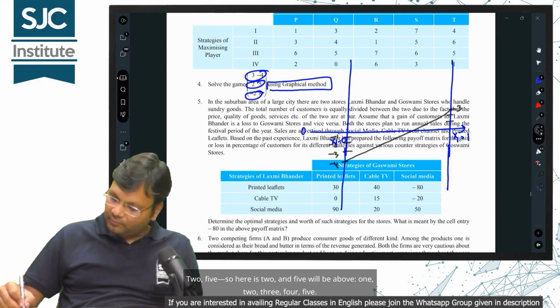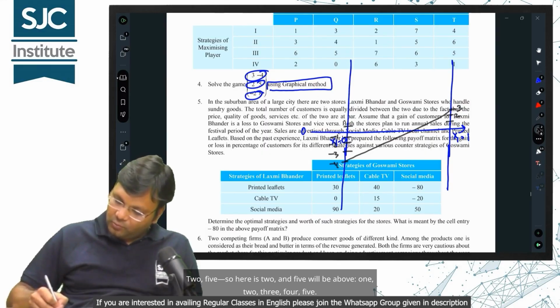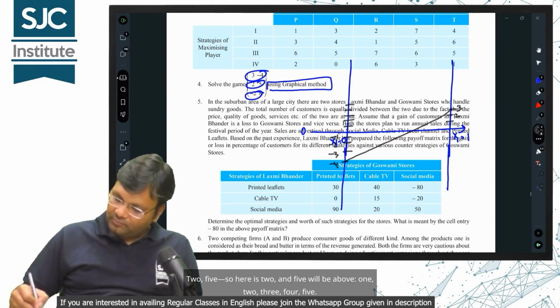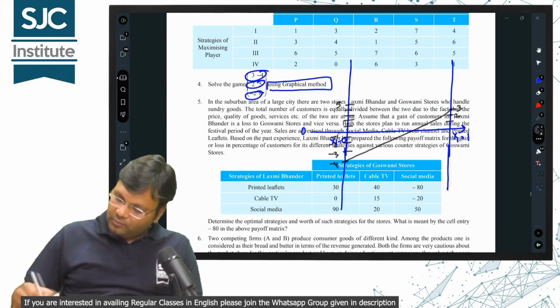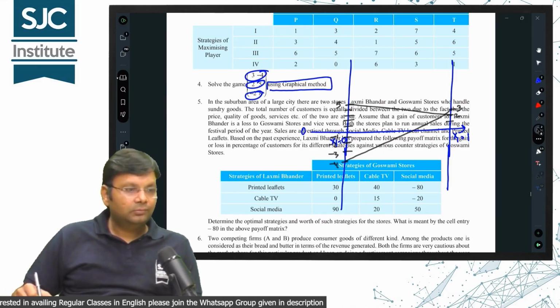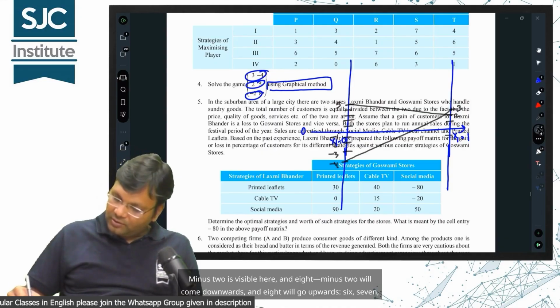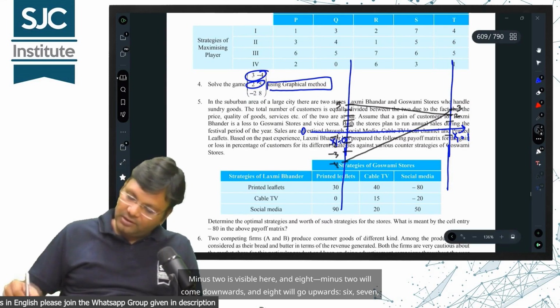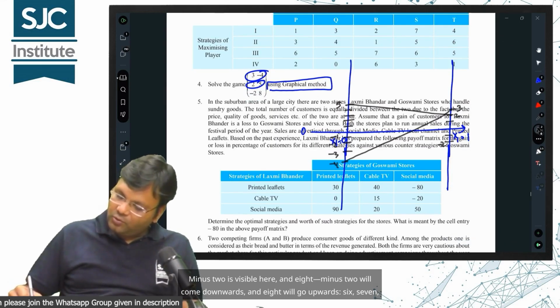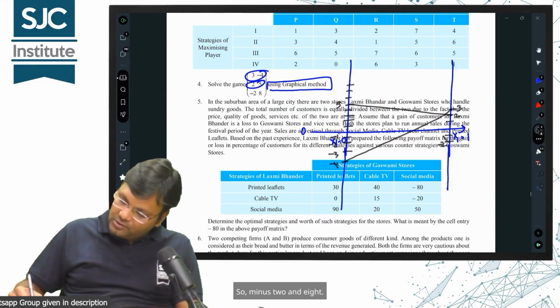What next? 2, 5. So here is 2 and 5 will be above 1, 2, 3, 4, 5. So this is 2 and 5. Next, minus 2 and 8. Minus 2 is visible here, and 8 will go upwards: 6, 7, 8. So minus 2 and 8.